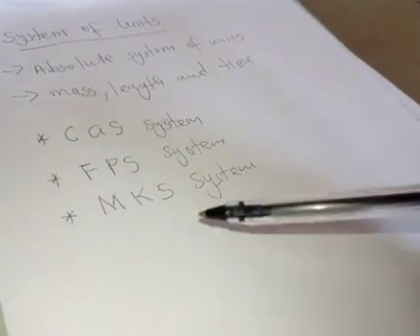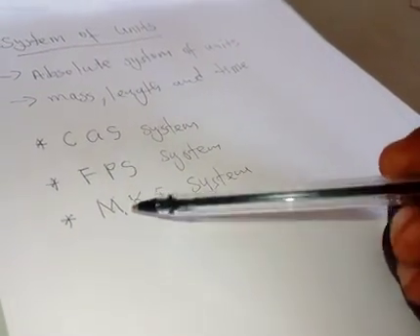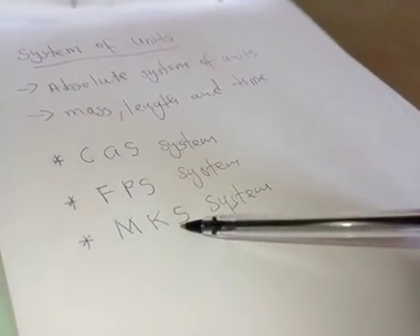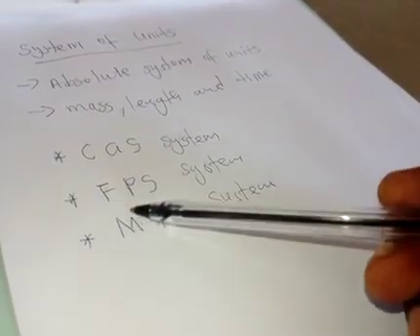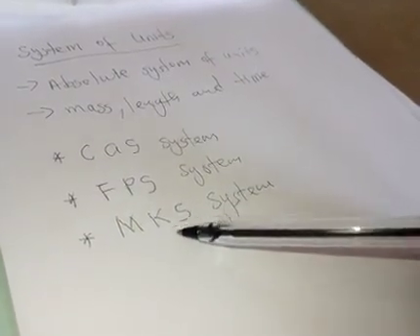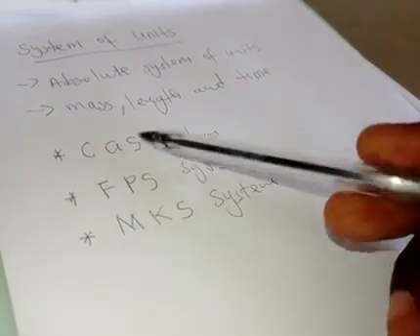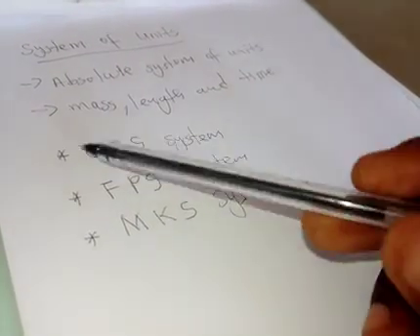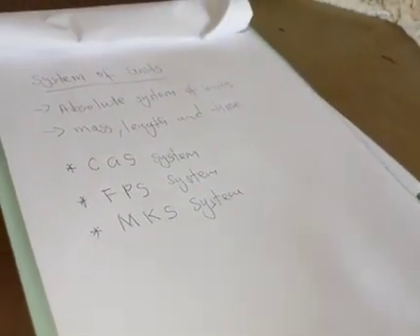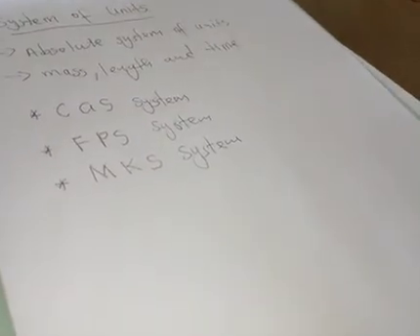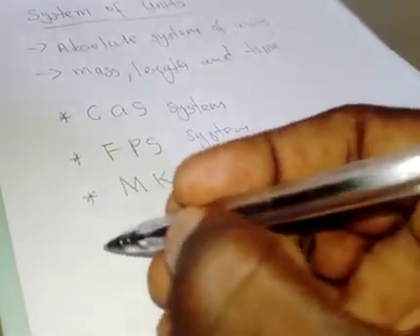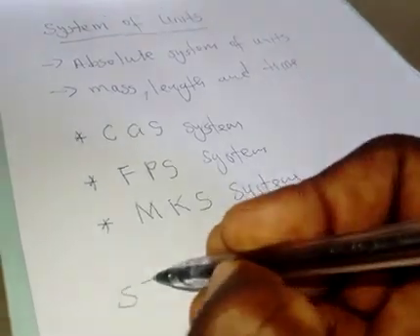Then we have MKS. So under the MKS system of units, M stands for meters, K, kilogram, then S, second. Meaning that mass is measured in kilogram, length in meters, and time in seconds. So we have M, meters for length, K, that is kilogram for mass, and S, that is second for time. Hope that's clear.